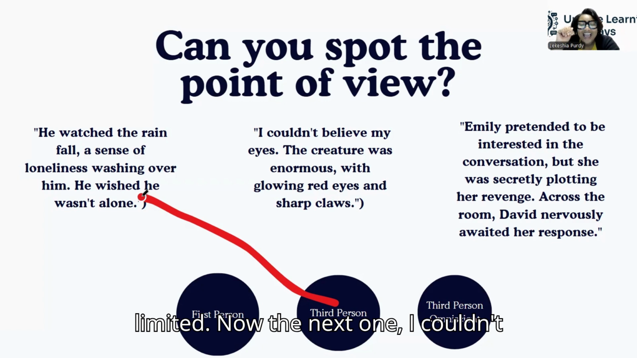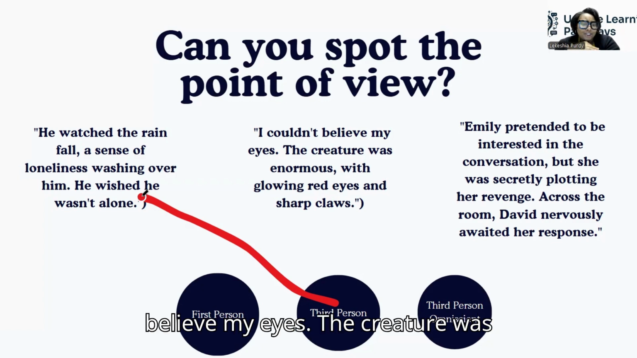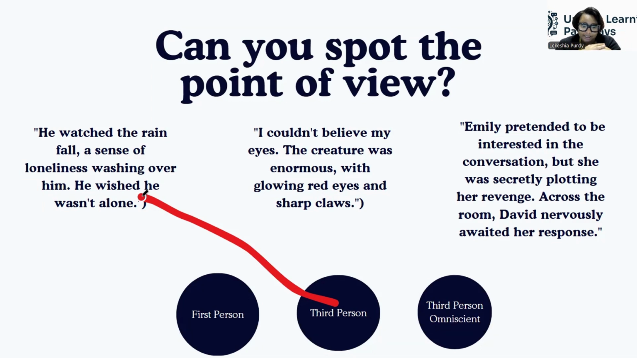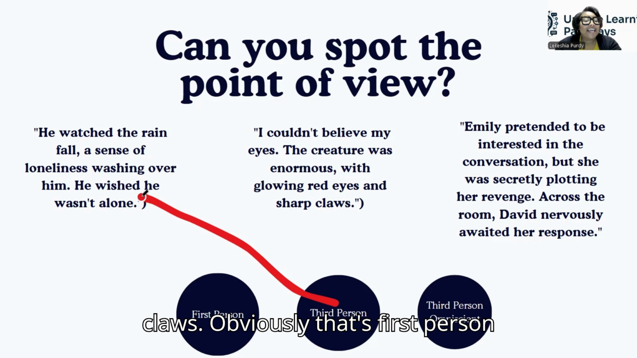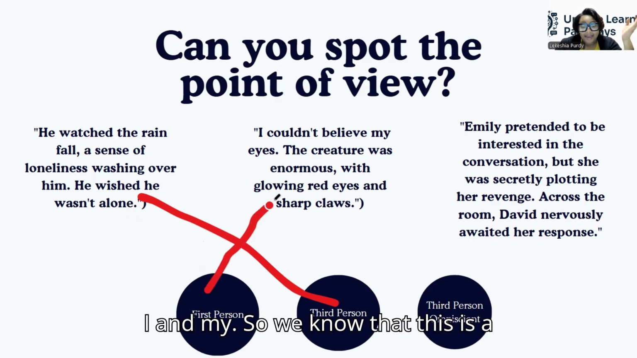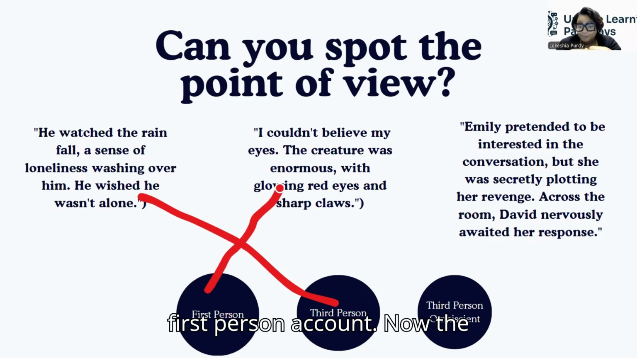Now, the next one. I couldn't believe my eyes. The creature was enormous with glowing red eyes and sharp claws. Obviously, that's first person because we already know that it has I and my. So we know that this is a first person account.